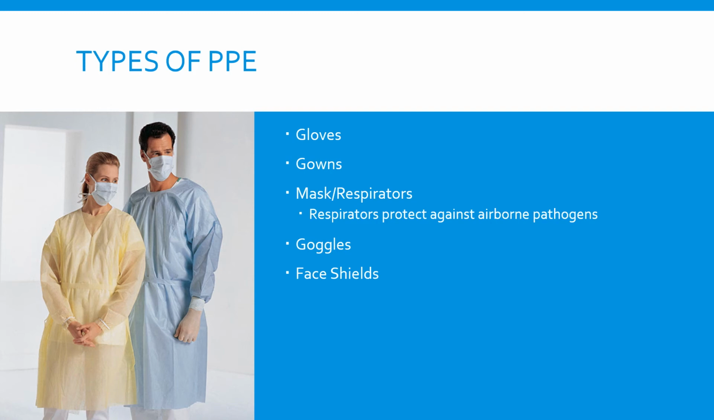A nurse can wear a clean or disposable gown. There are gowns that are water resistant, or the plastic aprons, and these are used during procedures where their uniforms are likely to become soiled.